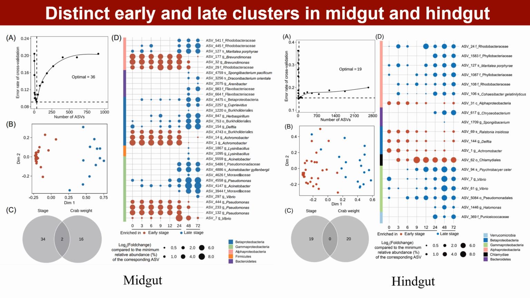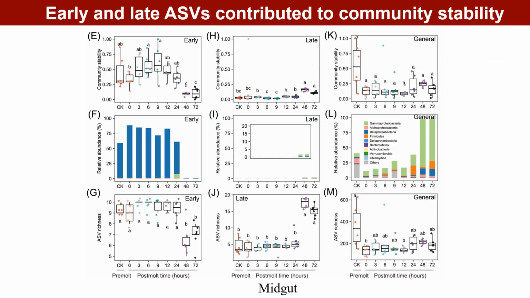In the midgut, 34 of 36 ASVs differed significantly, with 10 enriched early and 24 enriched late. In the hindgut, 19 key ASVs were identified, with 5 enriched early and 14 late, but no ASVs correlated with crab weight. We then divided the bacterial communities in the midgut and hindgut into 3 clusters: early, late, and general.